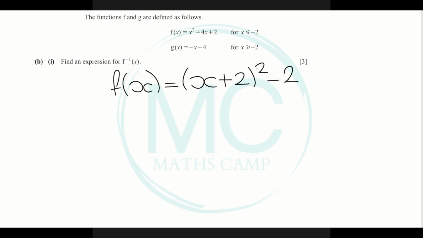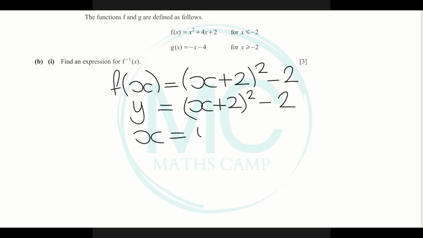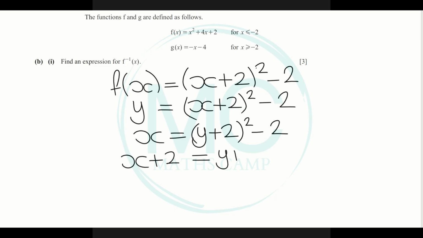Now we can turn f of x into y. Let's say y is equal to (x + 2) squared minus 2. To find the inverse, we need to swap our x and y variables. You can say x is equal to (y + 2) squared minus 2. And now we can rearrange this equation and make y the subject. Let's move negative 2 to the left, and we get x plus 2 is equal to (y + 2) squared.